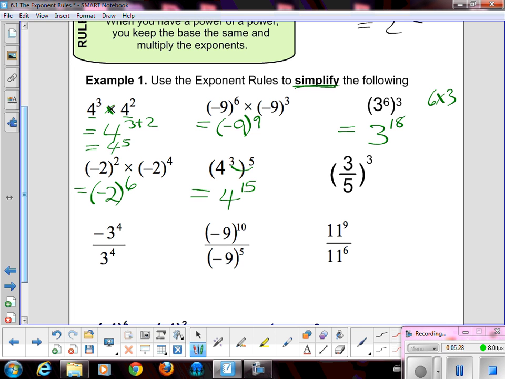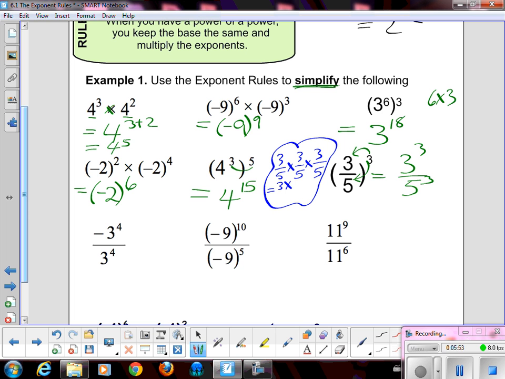The next one, what do I do when I have a fraction to a power of 3? Well, really what I'm doing is I'm bringing that 3 into both the top and the bottom. So it's going to be 3 cubed over 5 cubed. And you're saying, why is that? Well, let's take a closer look at that. That would mean 3 to the 5th times 3 to the 5th times 3 to the 5th. So I could go 3 times 3 times 3 on the top and 5 times 5 times 5 on the bottom. And so you can see that that's the same as doing 3 cubed over 5 cubed.